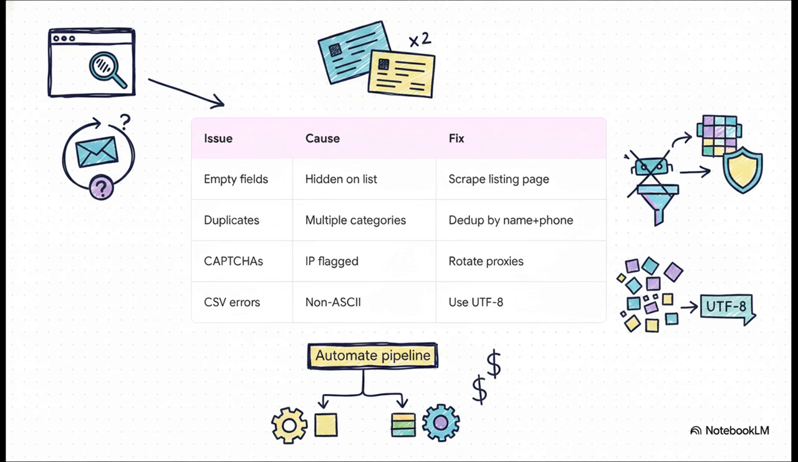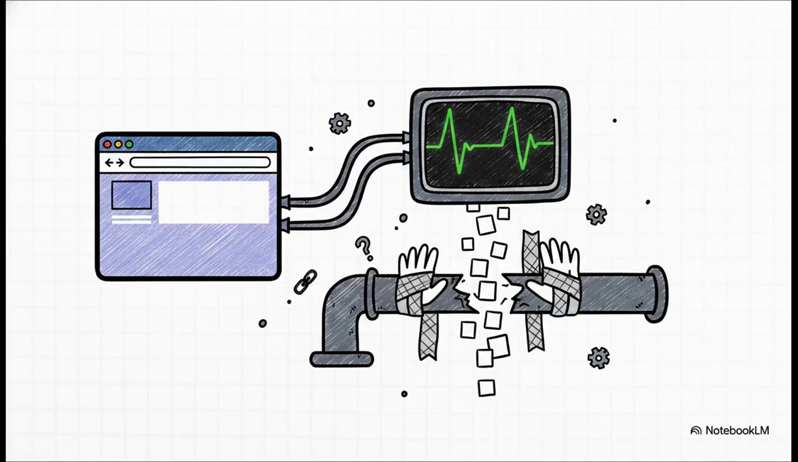Hitting CAPTCHAs on literally every page load? Your IP is definitely flagged. You'll need to add some short delays and rotate your proxies alongside your CAPTCHA AI solver. And hey, if your CSV comes out looking like completely garbled alien text, just switch to UTF-8 encoding in your CSV writer. Easy fix.